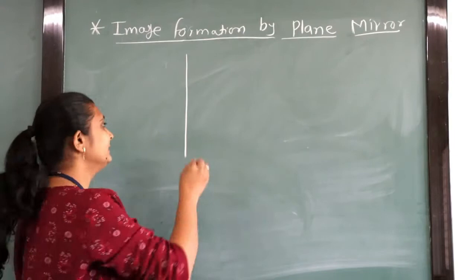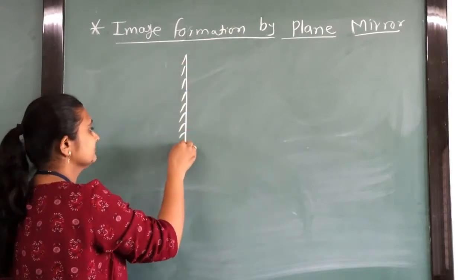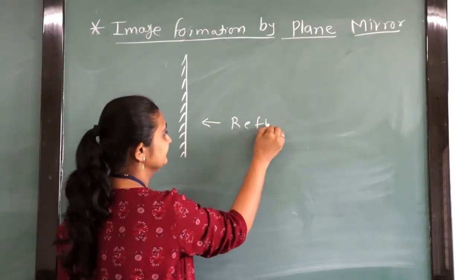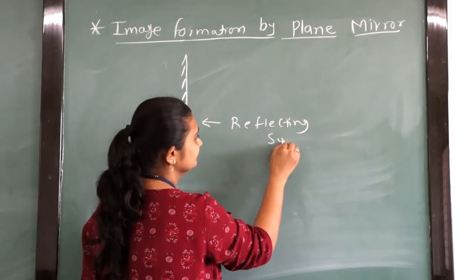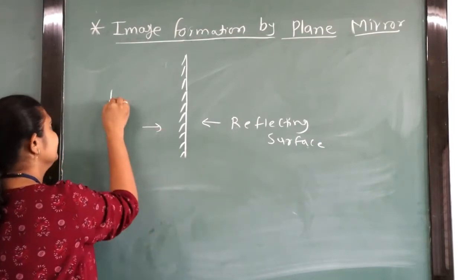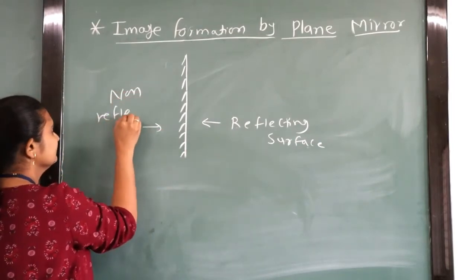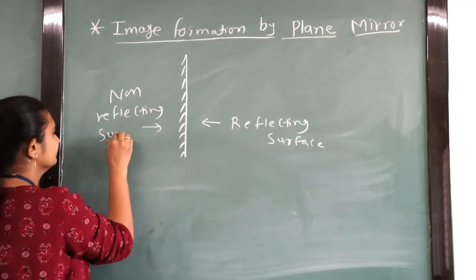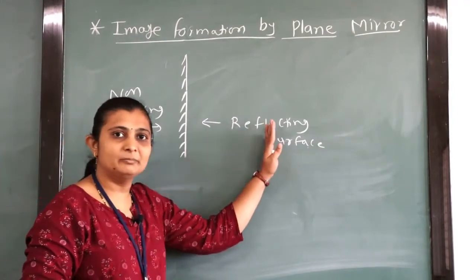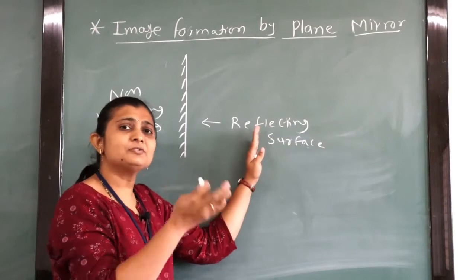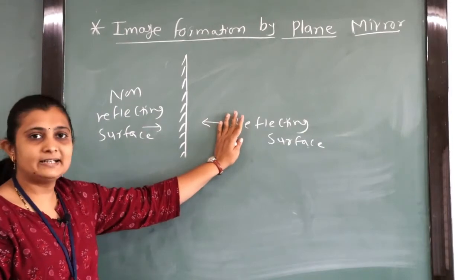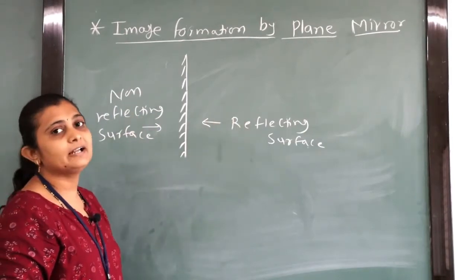This is the plane mirror. Plane mirror has two surfaces. One is the reflecting surface and the other is the non-reflecting surface. Now what is the reflecting surface? When you stand in front of the mirror, you get your image, and if you stand at the backside of the mirror, you don't get your image. So this one is called the reflecting surface and this one is called the non-reflecting surface.